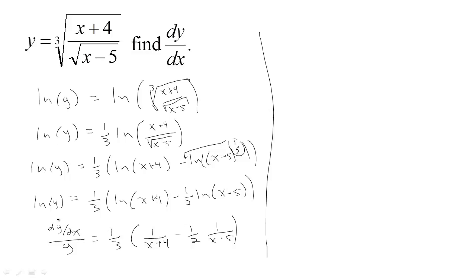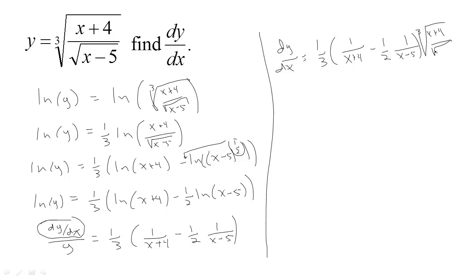We're not quite done because we want to find dy dx. Right now we have dy dx over y. So I'm going to cure that problem by multiplying both sides by y. When I do, I get dy dx alone on the left, and I have 1/3 of 1 over x plus 4 minus 1/2 times 1 over x minus 5 times y, but y, of course, is this big ugly thing, the cube root of x plus 4 over the square root of x minus 5. So we've got the derivative now explicitly again. Dy dx is this particular function.